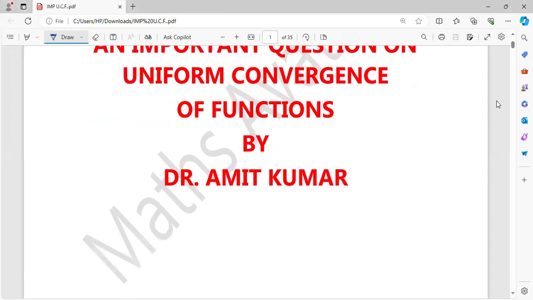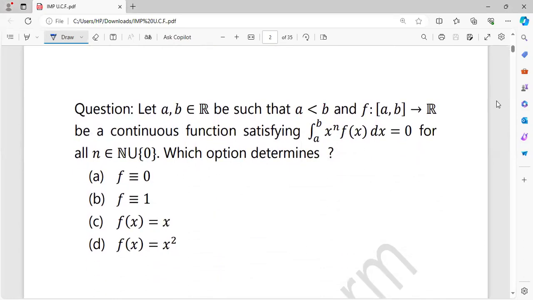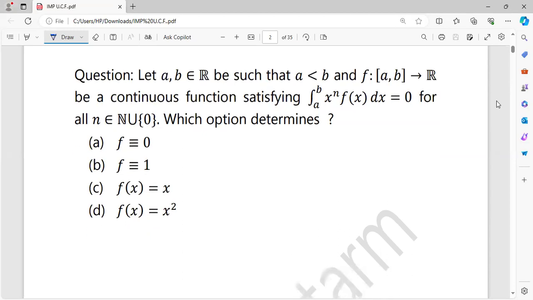So what is the question? This question is highly recommended from my side for IIT-JEE, NET, JRF examination, IIT-JAM exam, all these exams. So this is a very important question. So you see this question.